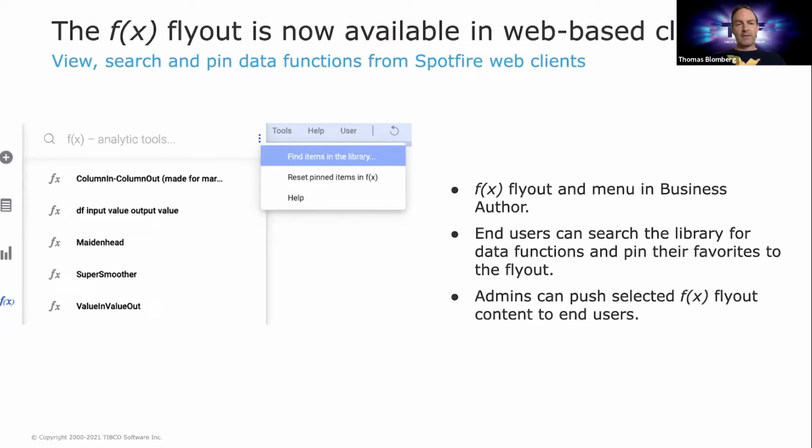This is a great start, but we wanted to do more. What we did first was to enable it in Business Author. So even as a business author, you have access to your favorite data functions. And by the way, it could also be data functions that your administrator has pushed to all users to make sure you are using the latest approved data function for a specific purpose and not anything else not approved.